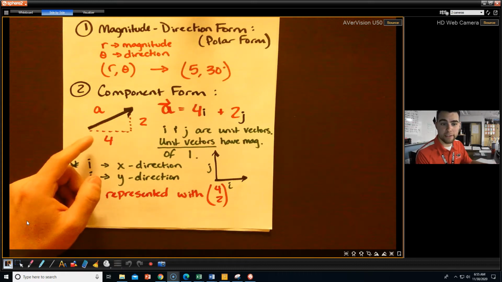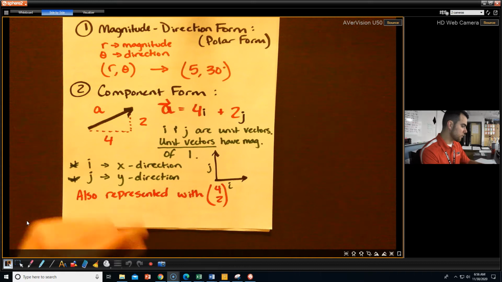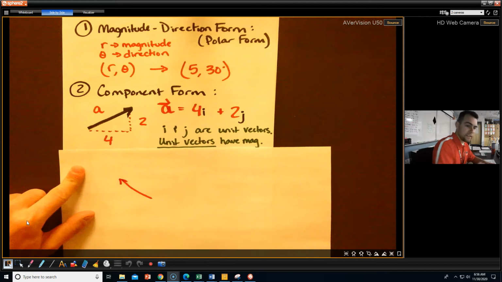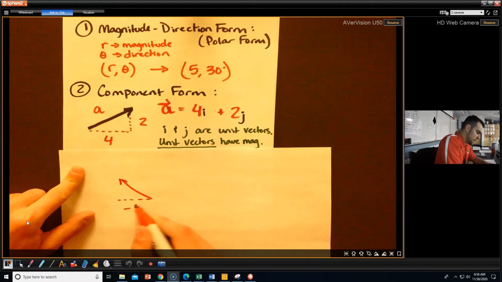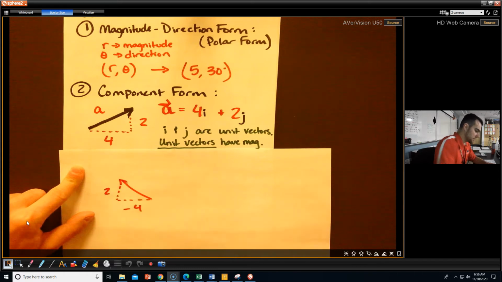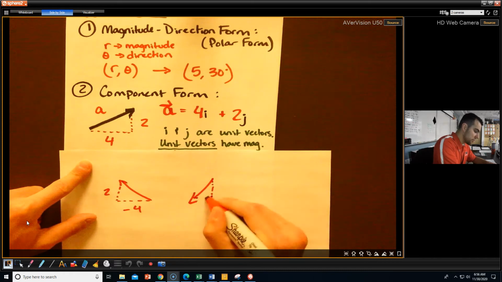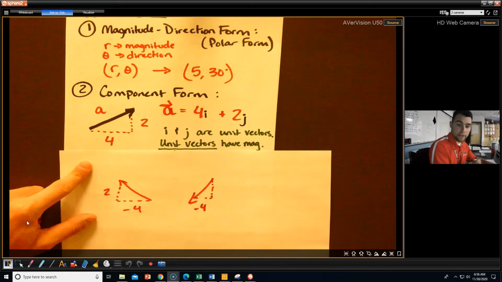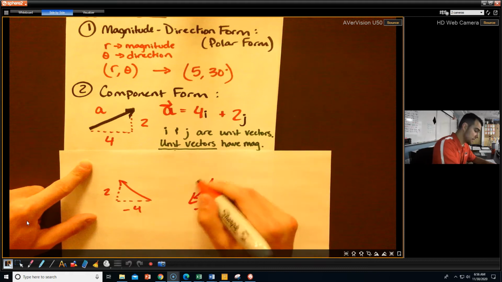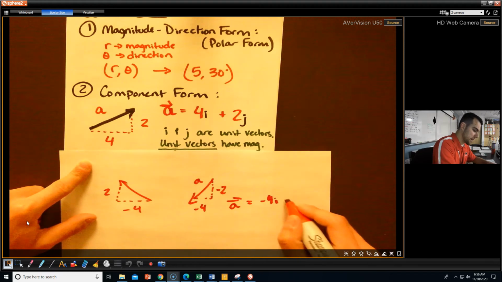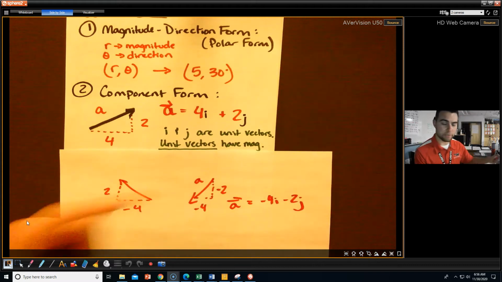If we were going the other way, like let's say it was negative 4i, well, negative 4i would be coming the other way. So if I have something like this, that would be negative 4i, and then this could be a positive 2. Or if I had something that's going down here, again, you could have negative 4 going in that direction, but now you could also say negative 2 for my j. So to express that, I could write vector A is equal to, we do our x direction first, negative 4i minus 2j, and that's how you could express that. Okay?